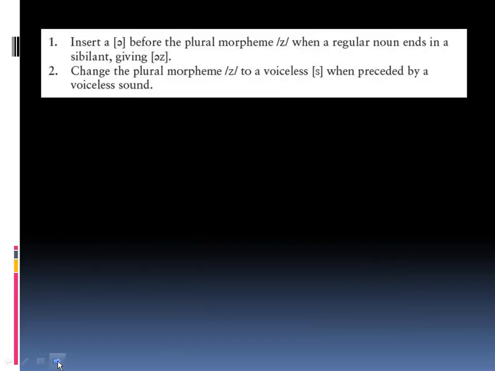So let's come up with the rules. Rule number 1: insert a schwa before the plural morpheme z when a regular noun ends in a sibilant, giving an az sound, as in brushes. One other thing that I need to point out to you is that around the phonetic symbols, we put angled brackets. That means phonetic symbols. But forward slashes indicate phonemic symbols.